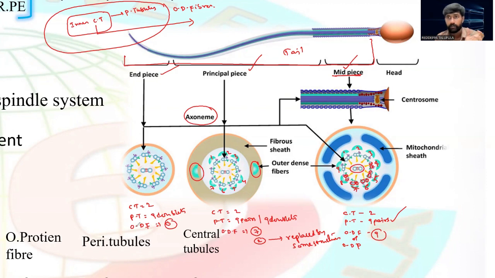That means among these three, CT, PT, and ODF, which one is varying from place to place in the tail? That is the ODF. The number of outer dense fibers varies from one part of the tail to another. So we need to keep in memory how many ODFs each part of the tail has. Okay. See, the middle piece has 9 ODF, whereas the principal piece has 7 ODF and the end piece has 0 ODF. It is mentioned clearly here.